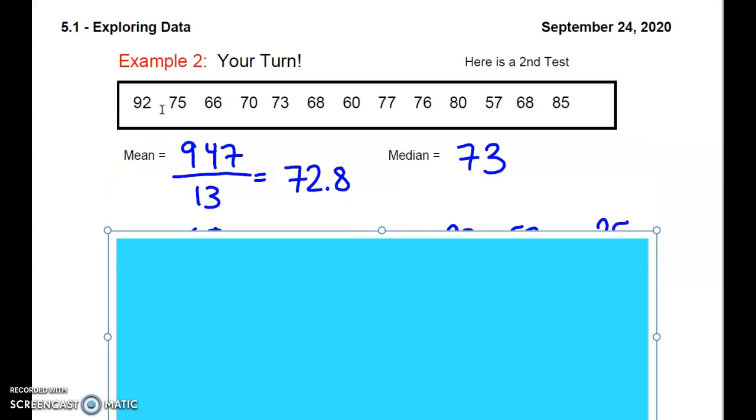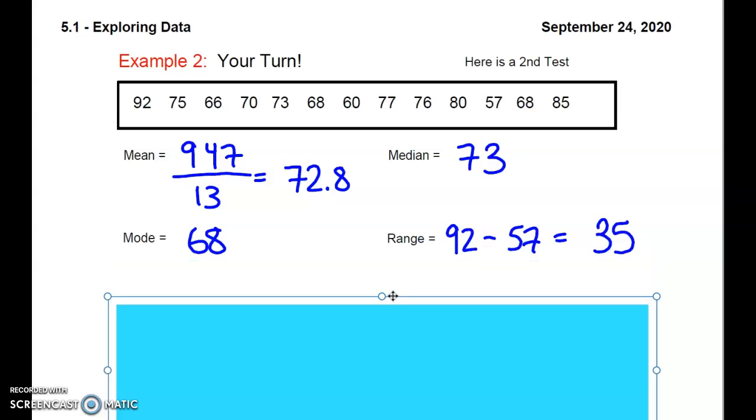So our mean, right, we get that by adding all of our data up. So you add all these numbers and divide by how many numbers there are. So hopefully you got 947 divided by 13. So our mean is 72.8. Then we have a median. For a median, it's really important to write out all the numbers from least to greatest. So we would see that 73 is our median when you write it all out, right? That's the middle number.